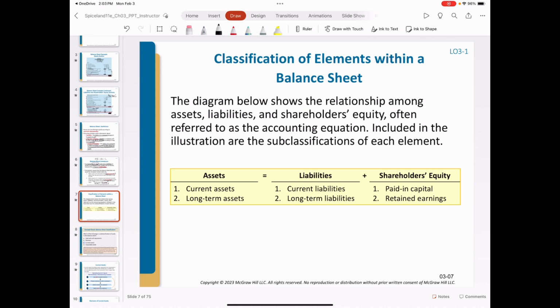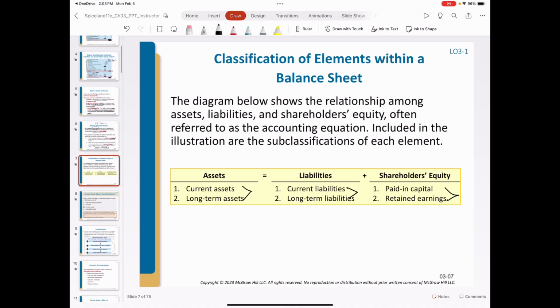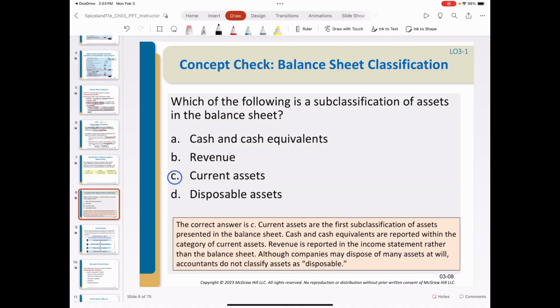That's what I just introduced. Assets are classified into current assets and non-current assets. Liabilities are current and non-current liabilities, while equity is earned and contributed capital. Which one is a sub-classification of assets in the balance sheet? The answer is current assets.